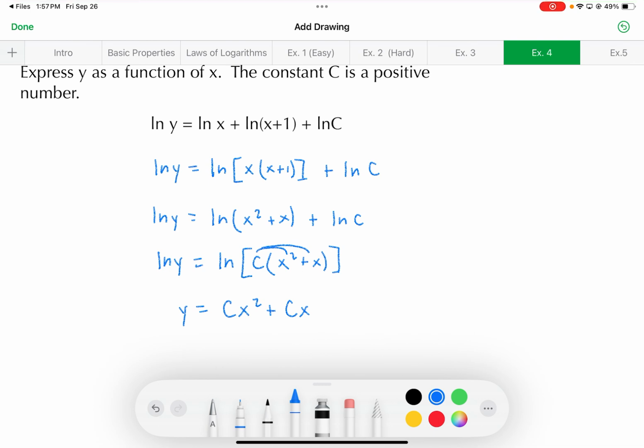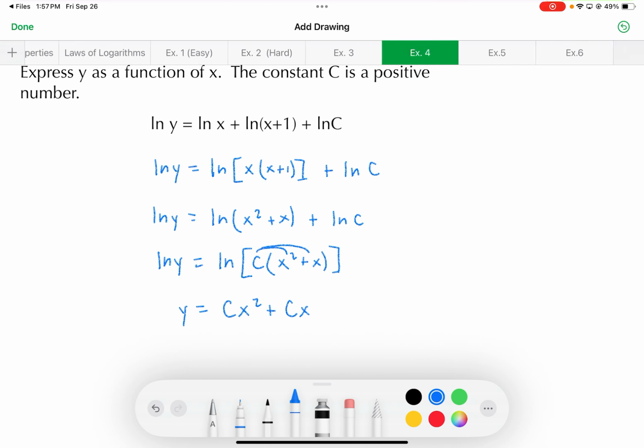Now is y written as a function of x? Absolutely. And just a different spin on using our properties here to condense. All right, a couple more examples.